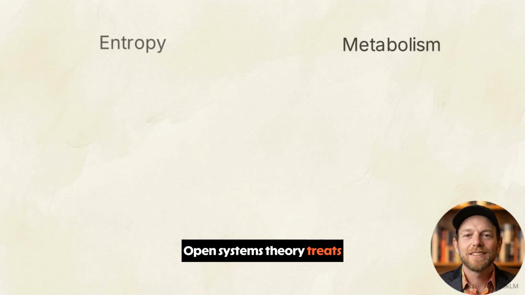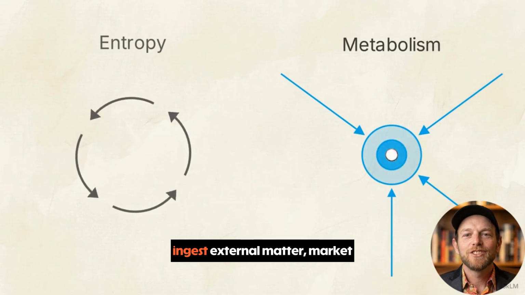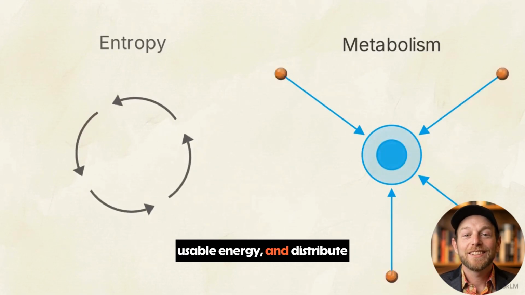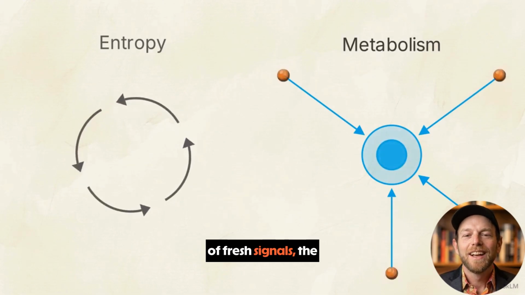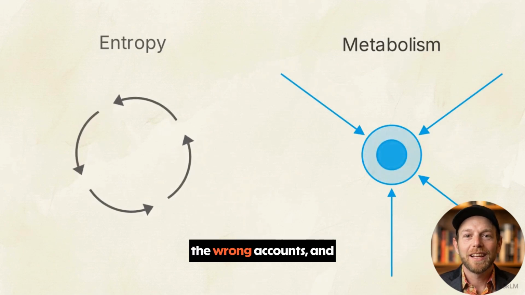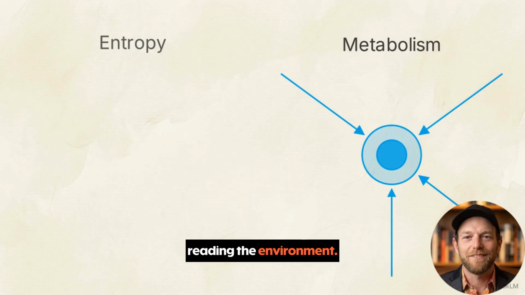Open systems theory treats a revenue organization like a living metabolism. To function, it must ingest external matter, market data, transform it into usable energy, and distribute it to every department. Without this constant intake of fresh signals, the system moves toward entropy. Sales loses margin on the wrong accounts, and the organization begins to degrade because it stopped reading the environment.